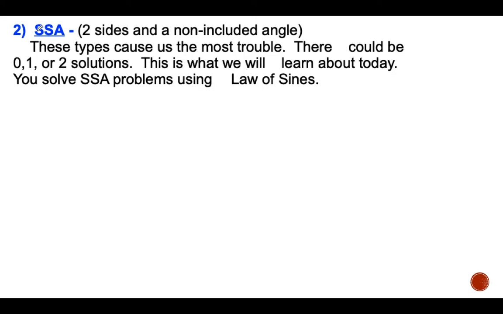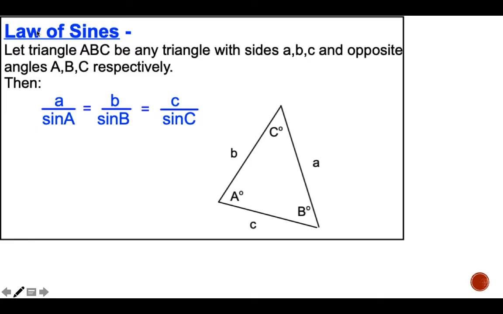If you get side-side angle, it's the ambiguous case. You guys will learn to dread this one. So there could be 0, 1, or 2 solutions. So that's what we're going to be talking about today. So again, pause the video and write this down if you did not already from yesterday.